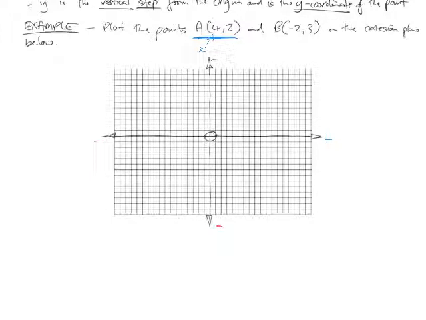So for A, I need to go +4, so I'm going to go 1, 2, 3, 4 across, and then the 2, the second number, which indicates the y step, I have to go 2 up, so 1, 2. So the point A, and always label it correctly as well, right? A and its coordinates (4, 2) is going to be here, this dot here. Alright, so that's the first one.